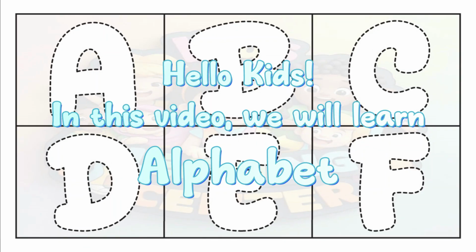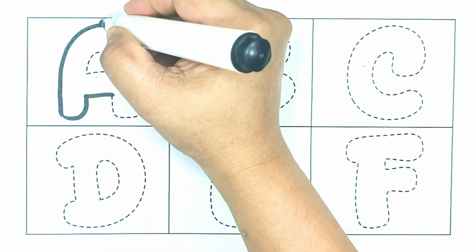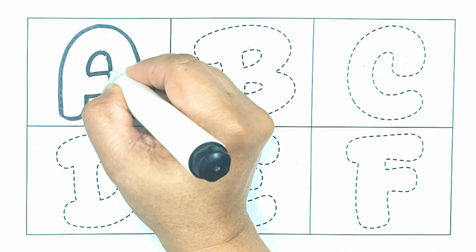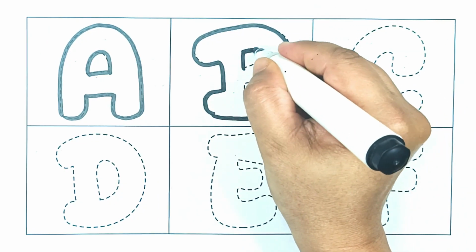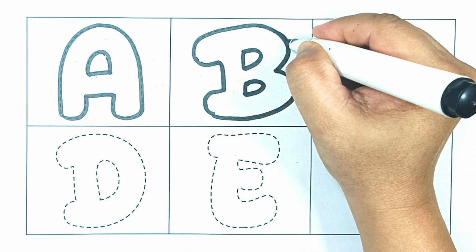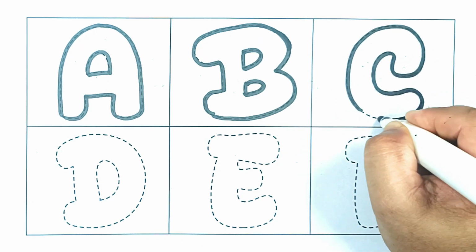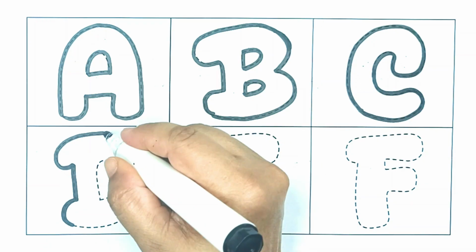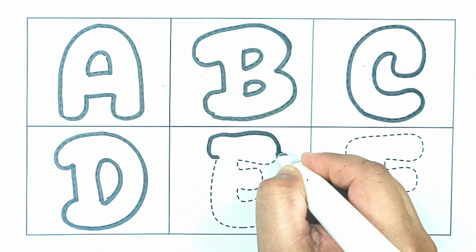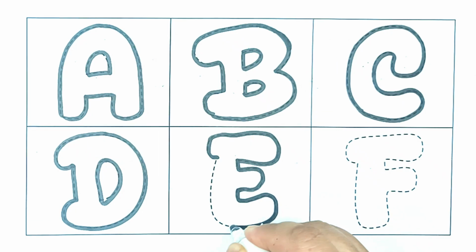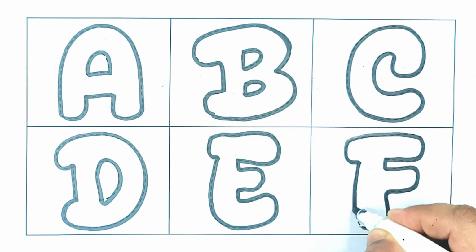Hello kids. In this video, we will learn alphabet. A, A. B, B. C, C. D, D. E, E. F, F.